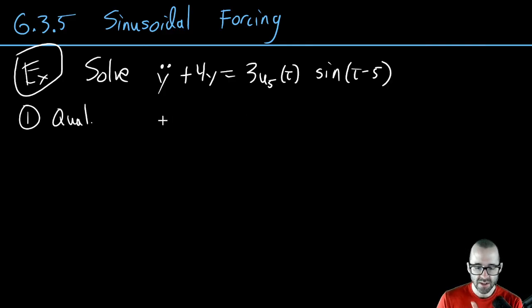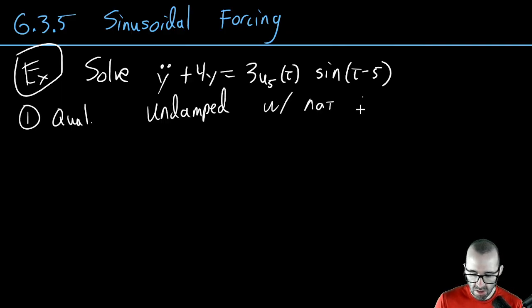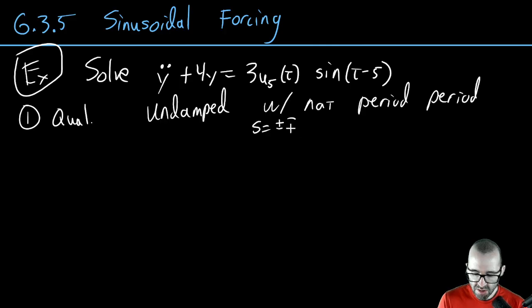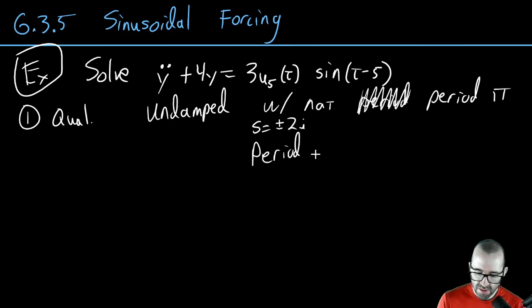Qualitative analysis, we know this is undamped. We know the natural period, because the eigenvalues of the unforced one are going to be plus or minus 2i. So the natural period will be 2 pi over 2, which is pi. And then the period of the forcing function is 2 pi. So we don't have resonance.